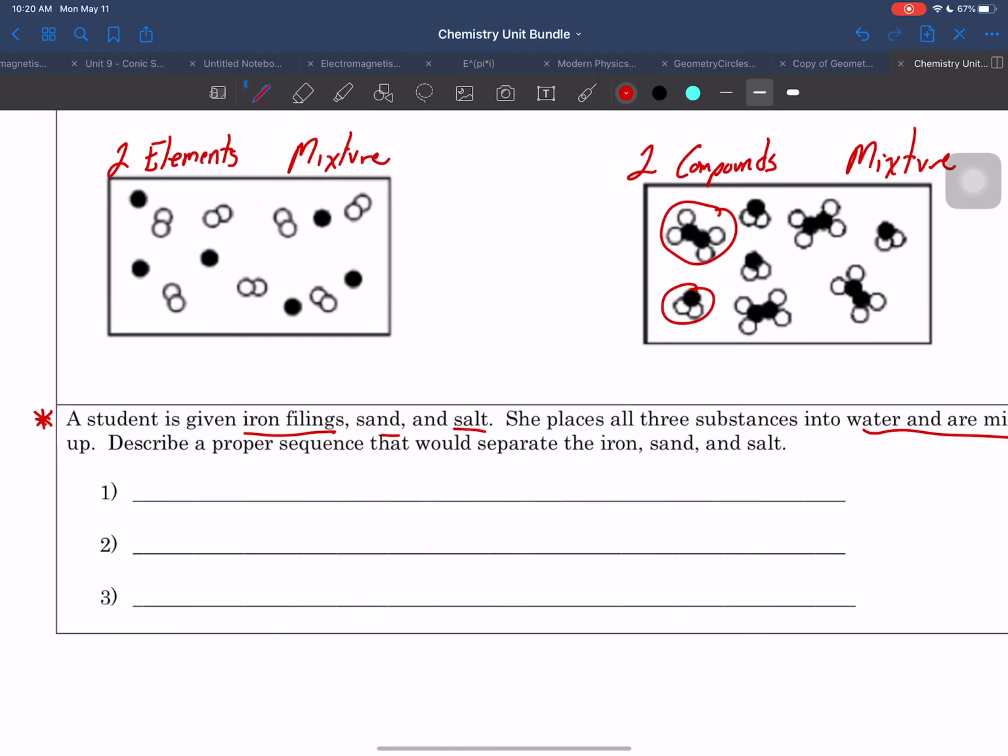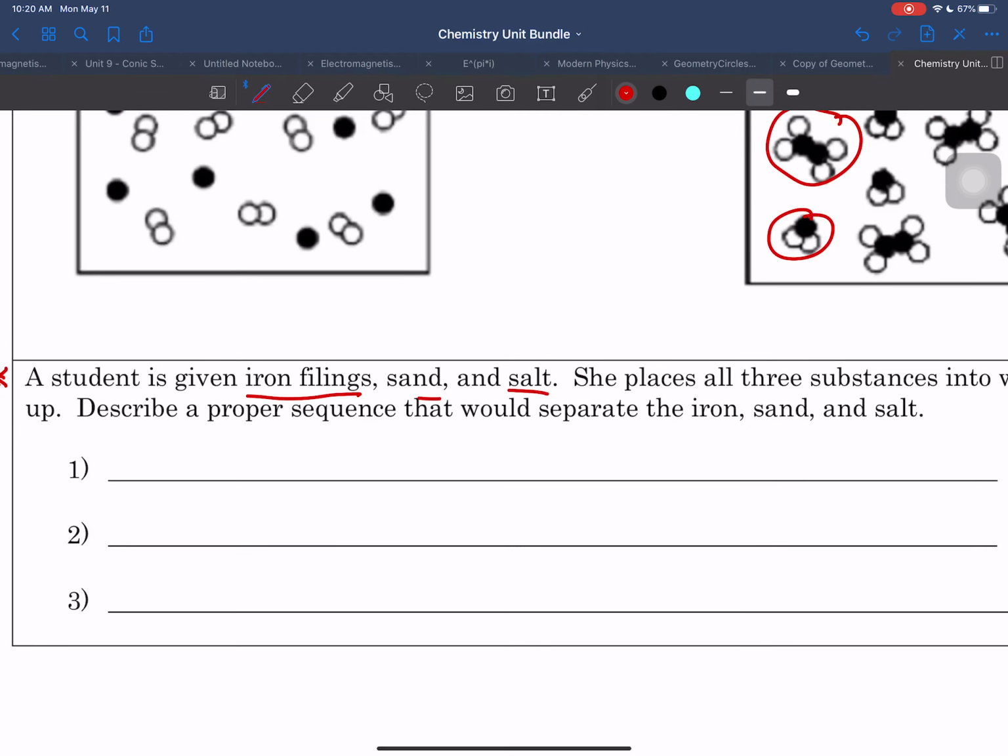So there's a few things here. When you mix all this in water, the first thing that's going to happen is the salt is going to dissolve. And because it dissolves, that indicates to me that water and salt should be the last thing that I try to separate. So how do I get the sand and iron out of our salt water? Well, we'd use a filter. So you'd filter out the iron and sand from the salt water.